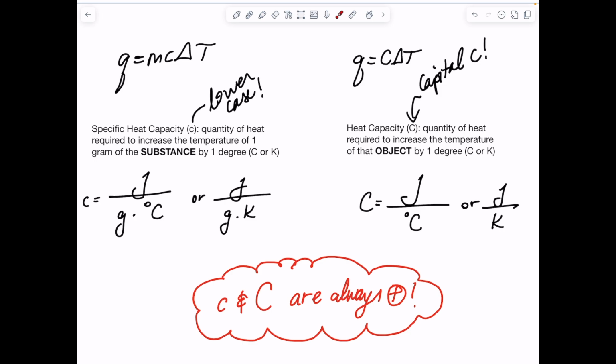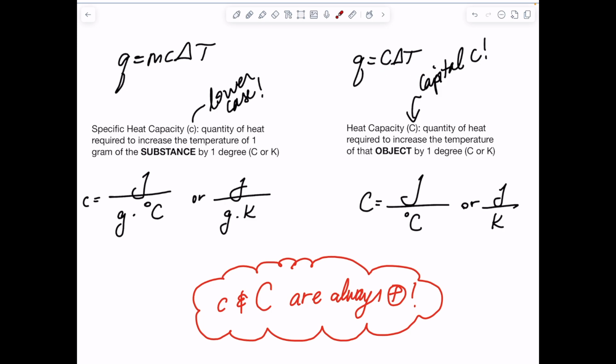First off, the most obvious one is the fact that we have a mass in this equation here, and we do not have that mass in this equation here. So if a question gives a value for a mass, then that should almost immediately swing you towards using this equation here, mc delta T, as opposed to C delta T.